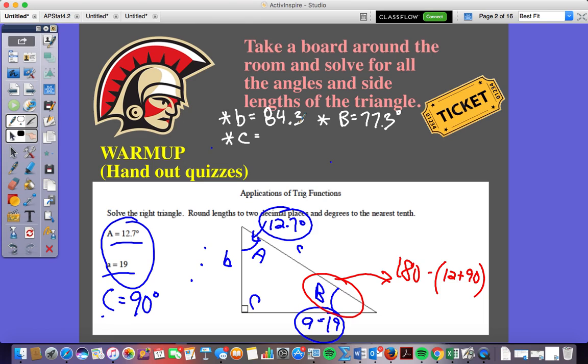Yeah, the second angle. So now we've got to solve for two things: sides A and C, right? So side A would be where we would look, right? Side C is the same thing, okay?